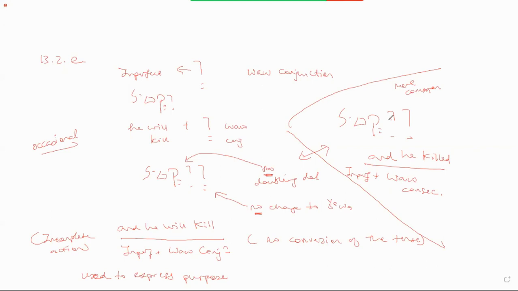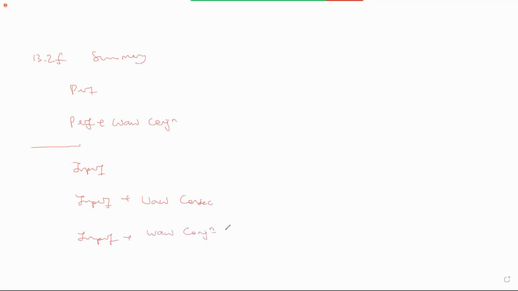Okay, so F is the good summary. Now you see if you were to draw a line to split up perfect and perfect plus vowel conjunction, then you have imperfect, then imperfect plus a more common one, vowel consecutive. But you can occasionally have imperfect plus vowel conjunction.